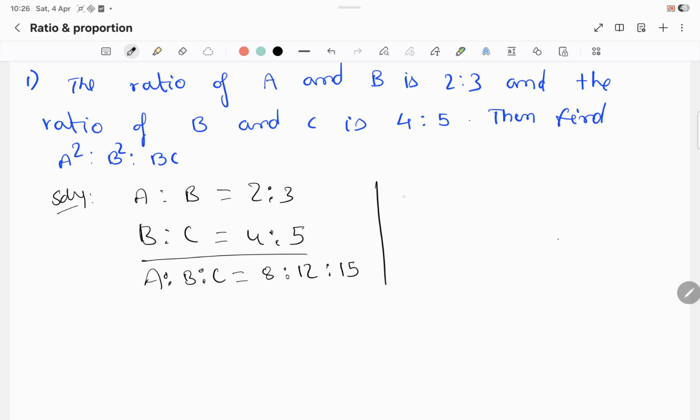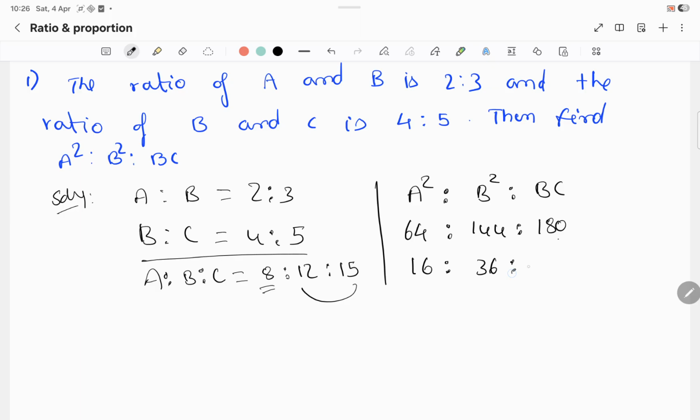Then they're asking us to find A square. My A parts are 8. So 8 square, A square to the B square to the ratio of BC. A square, 8 square 64, B square 144, BC, multiply these both, 12 15s 180. Now divide them by the common number 4. I think it goes by 4. 4 16s, 4 36, 4 45s. So this is our final answer.